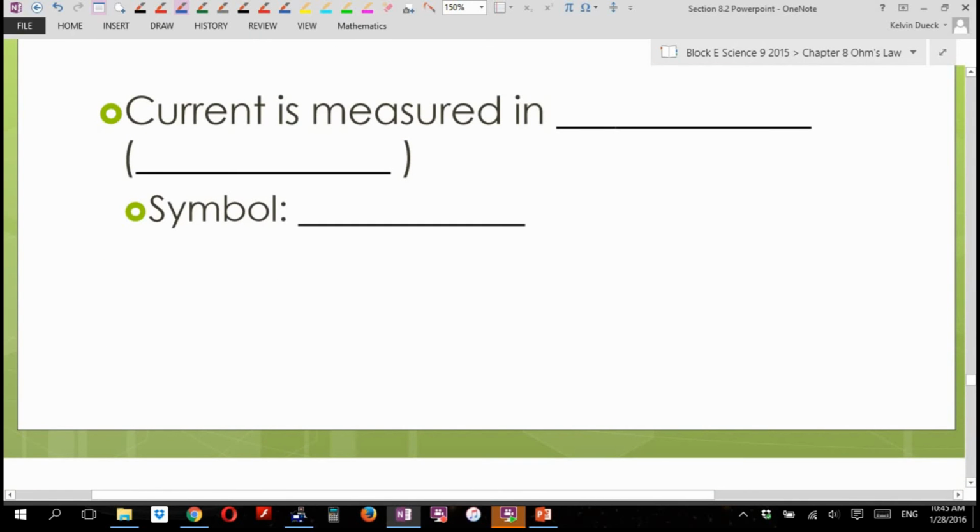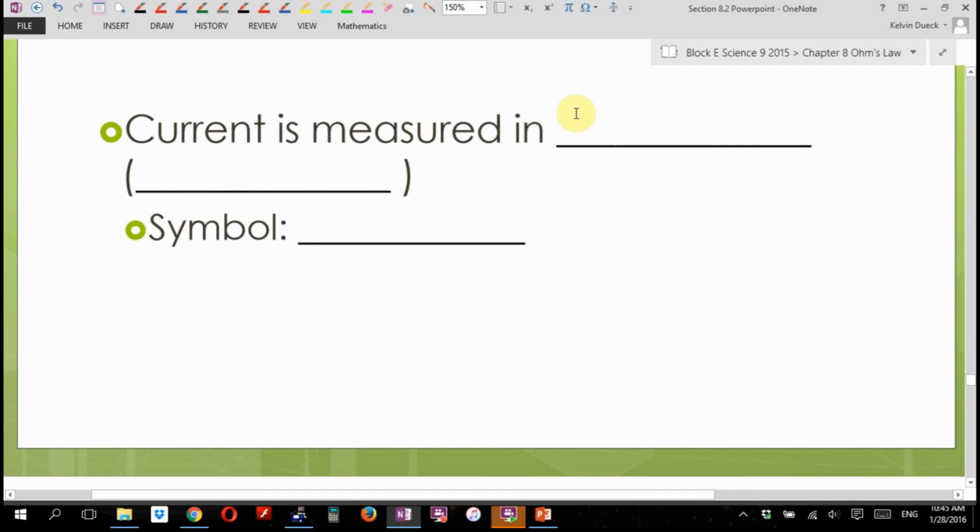Does anybody know the unit for current? Okay. Anybody know the unit for current? Current is measured in amperes, named after a scientist whose last name was Ampere, who did a lot of work with electricity. Amps is the shorthand version. I'm going to write amps right here, and put the full name amperes right there. Amps is really a coulomb per second.